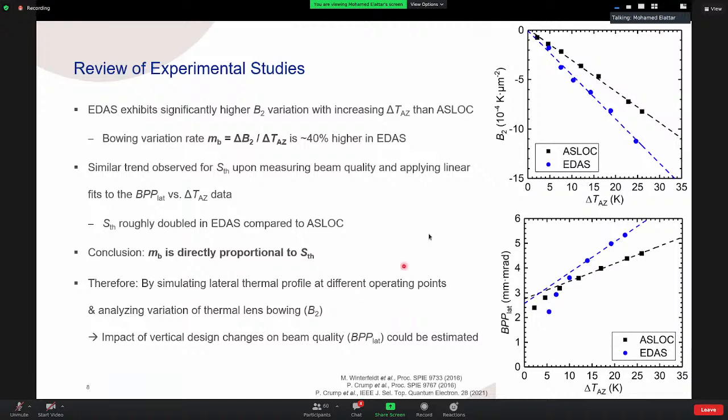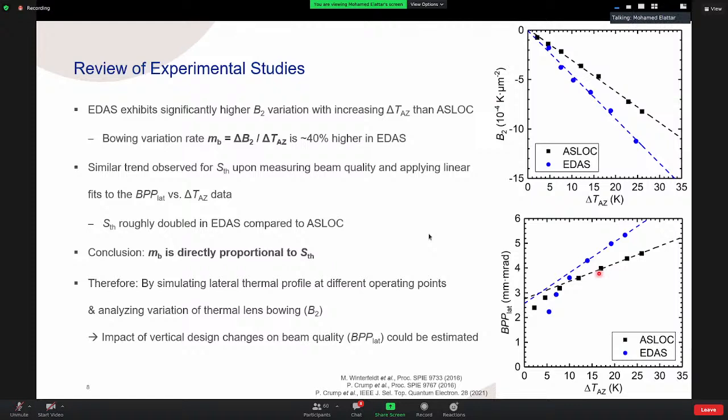So what we do next is compare the variation of this B2, or thermal lens bowing, between the two structures, the ASLOC and EDAS, at different operating points. What we see is that in EDAS, this bowing variation rate, which we will call MB, is significantly higher compared to ASLOC. When we separately also measure the beam quality, like near field and far field, and apply linear fits to the beam parameter product versus active zone plots, a similar trend is observed, where the thermal slope in the EDAS is also significantly higher than in ASLOC.